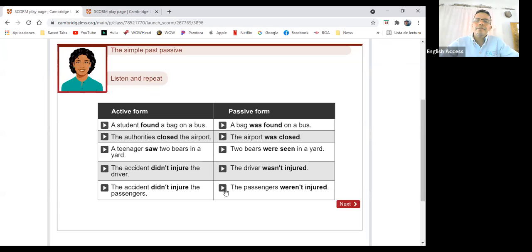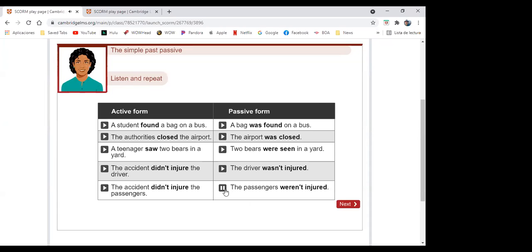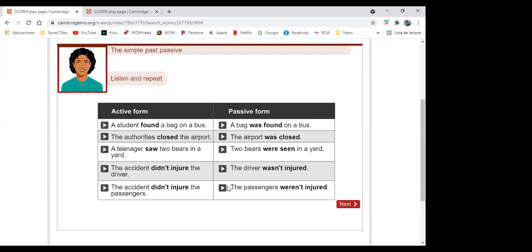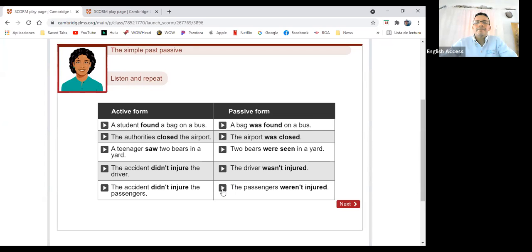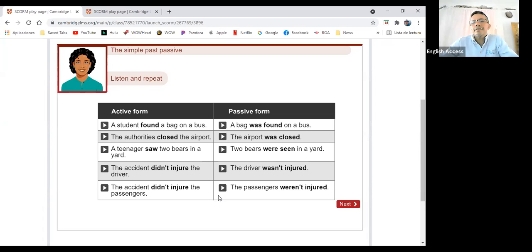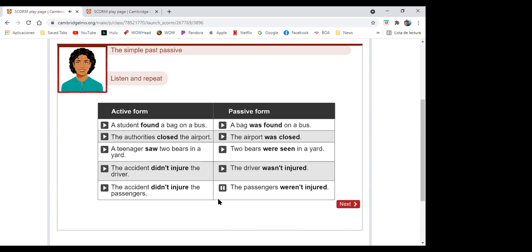Okay, Guadalupe, listen. The passengers weren't injured. Here, good afternoon. Repeat, please. One more time. The passengers weren't injured. Listen first carefully and then repeat. It doesn't say injured. The passengers weren't injured. One more time, please.